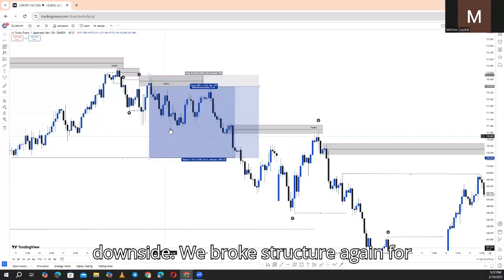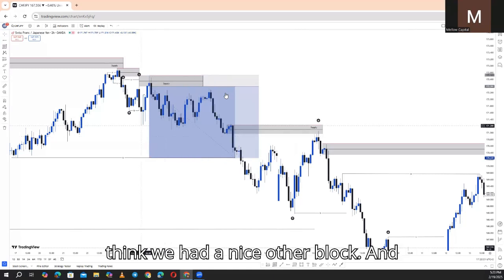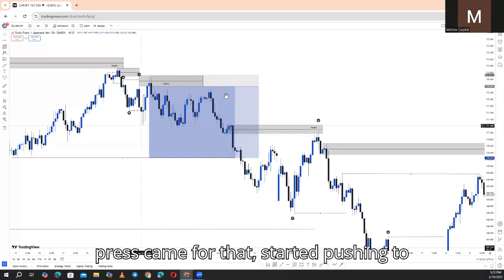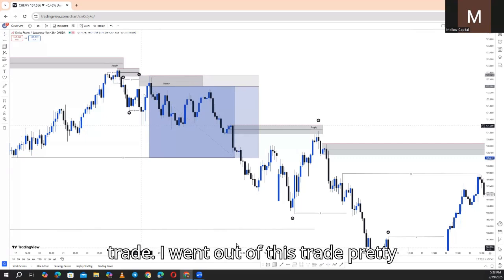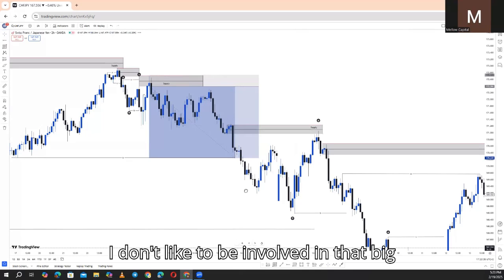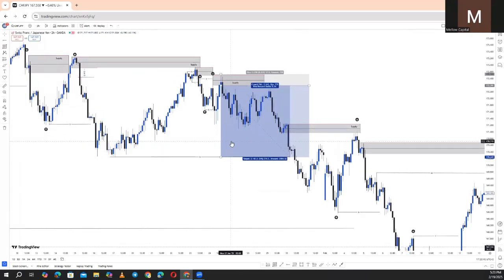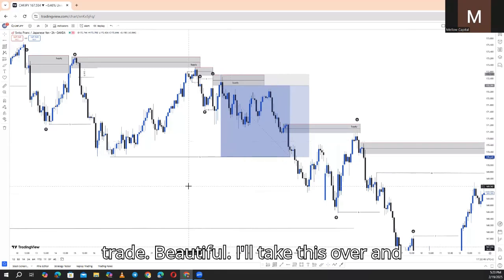We broke structure again. For those who couldn't enter that, they could have entered somewhere around there, because I think we had a nice order block, and then price came for that and started pushing to the downside. Very, very beautiful trade. I went out of this trade pretty quickly because, as you guys already know, I don't like to be involved in big pullbacks. But this was a 6R trade. Beautiful. I'll take this over and over again.